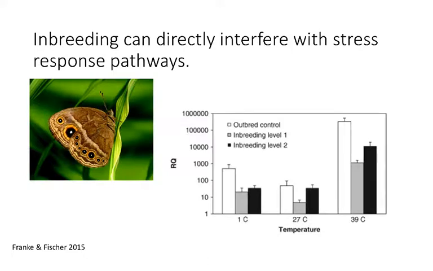One thing I also learned while I was reading this chapter is that inbreeding itself can also directly interfere with stress response pathways like the heat shock protein expression. So in this graph, the y-axis is HSP expression. And we have different populations. The white bar is an outbred population, and then we have 2 different levels of inbreeding. The x-axis is showing the response of HSP in different temperatures.